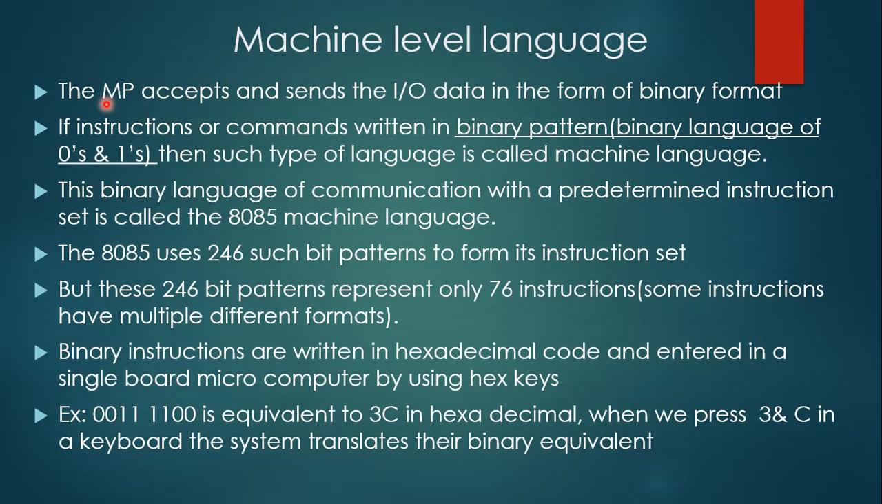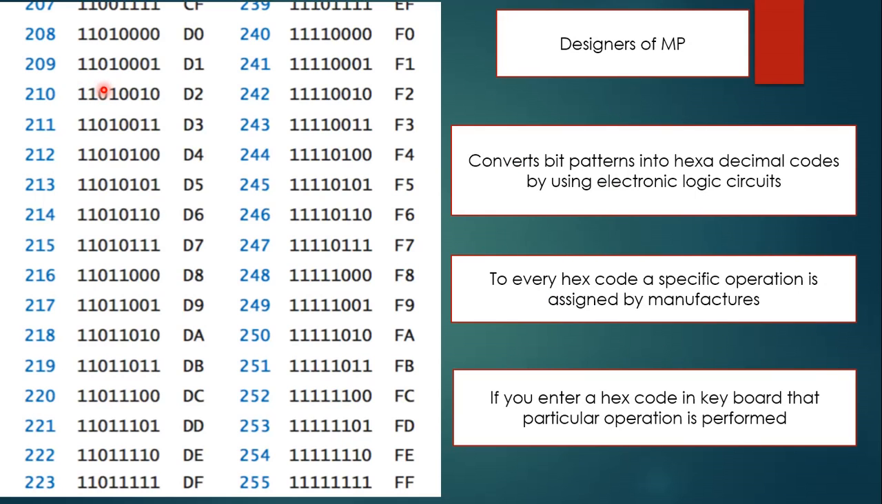Machine level language. Generally, the microprocessor accepts and sends the I/O data in the form of binary format. If instructions are commands written in binary pattern, then such type of language is called machine language. But understanding and writing a program by using bit patterns is very difficult. Hence, the designers of microprocessor convert such bit patterns into meaningful instruction set in the form of hexadecimal codes. If you see here, we have 256 such bit patterns available. By using some electronic logic circuits, the manufacturers convert such bit patterns into hexadecimal codes. And to every hexadecimal code, there is a specific meaning.